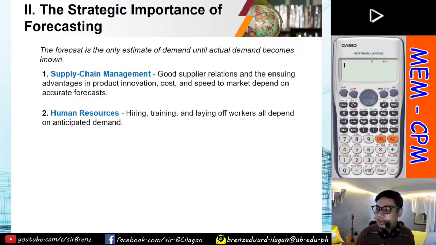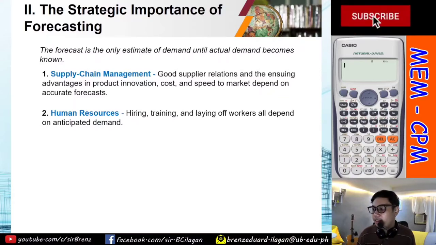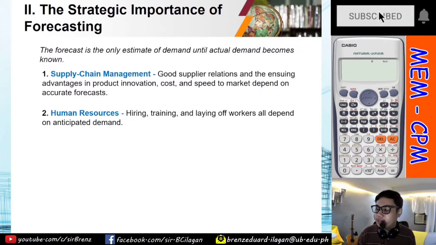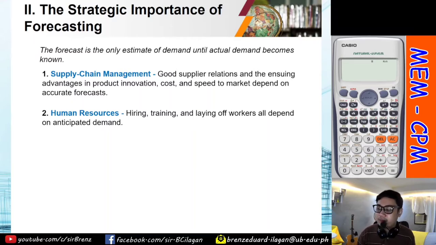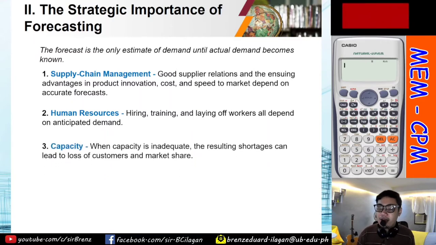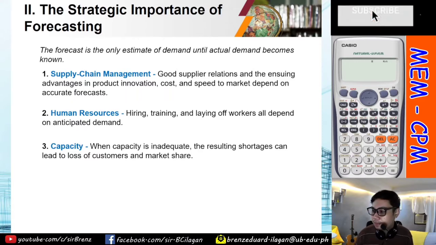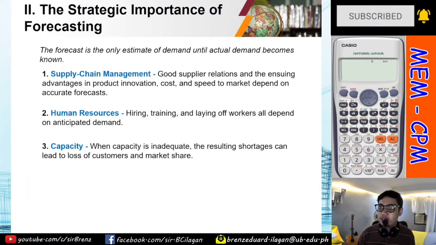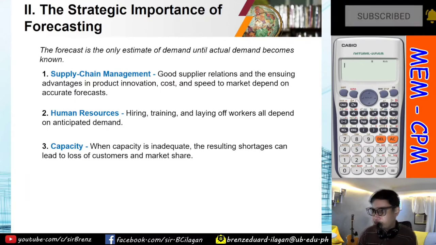Next, we have human resources. Hiring, training, and laying off workers all depend on anticipated demand. If the human resources department must hire additional workers without warning, the amount of training declines and the quality of the workforce suffers. And next is the capacity. When the capacity is inadequate, the resulting shortages can lead to loss of customers and market share. So, let me share an example.